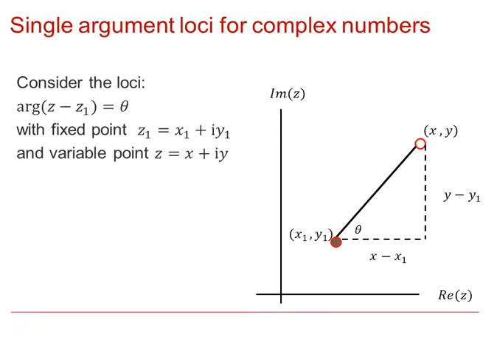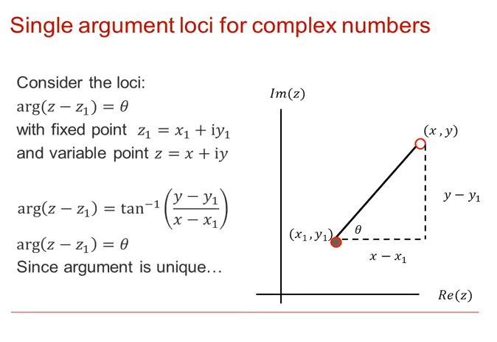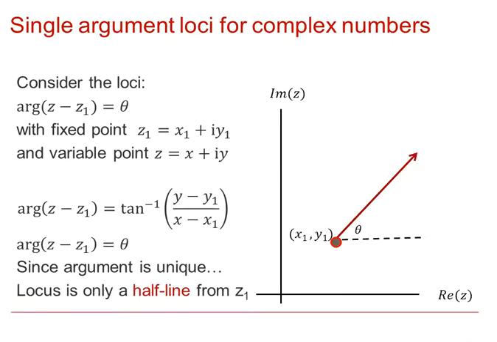So theta is measured between x minus x1 and that line z minus z1 from the point z1 only. We know therefore that theta is tan to the minus 1 of y minus y1 over x minus x1, and that the argument will be unique. So the locus is only a half line starting at z1.